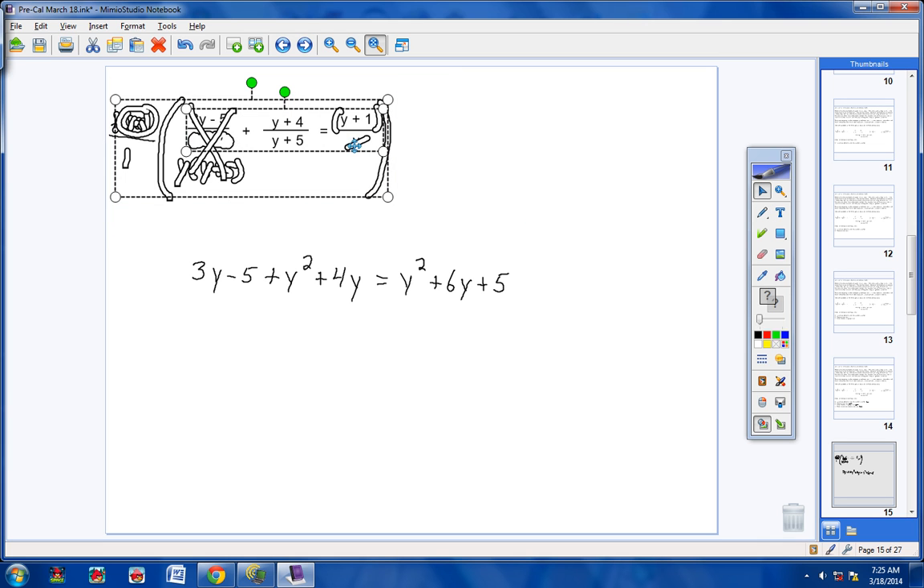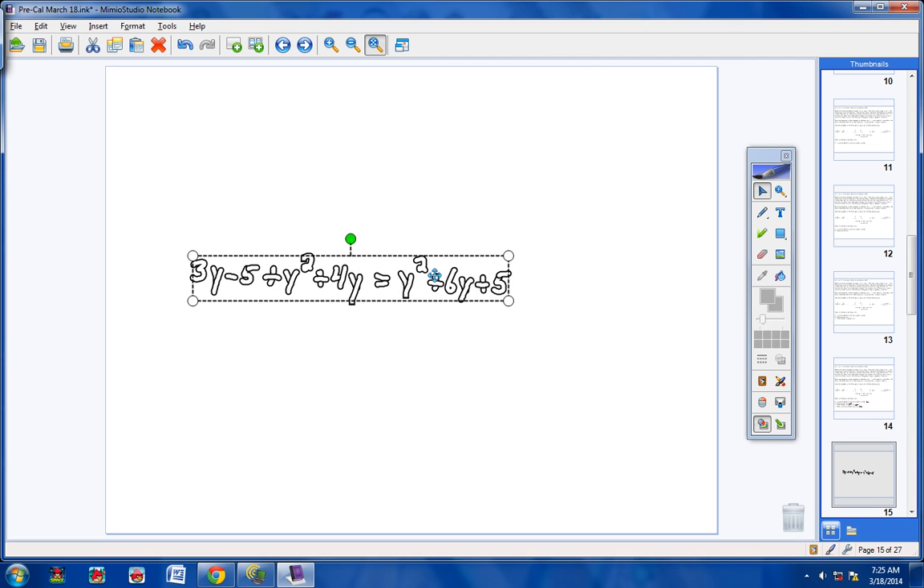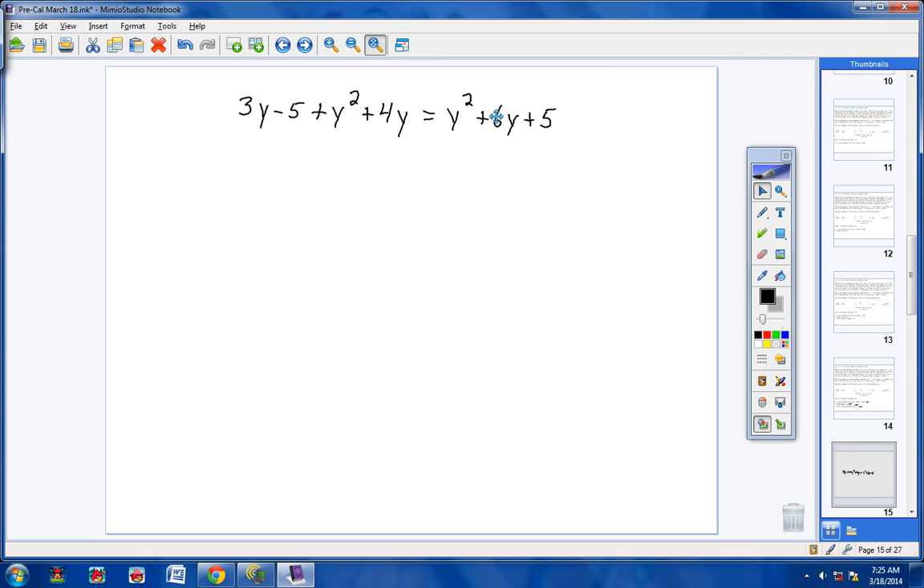Now the first thing I noticed, and I hope you guys are learning to see stuff like this, is that I have a quadratic equation. You should have seen that right away, just to be honest with you. You should see right away that you have a y squared.